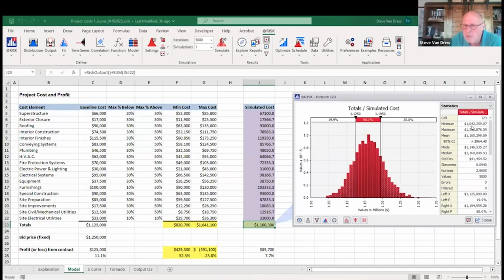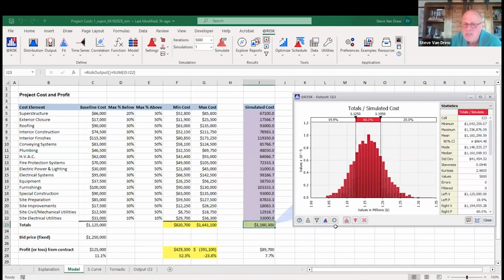You can see what the minimum is, a little over 1 million. Well, that's significantly higher than the 800,000 we thought we might see. And you can see that the maximum is not quite as large. It's about 300,000 under what the sum of the maxes was. So that's that tightening effect of these independent cost elements right now.